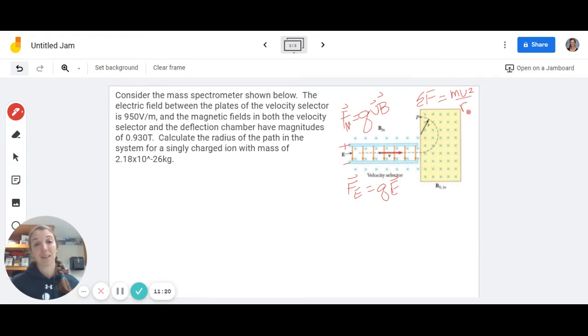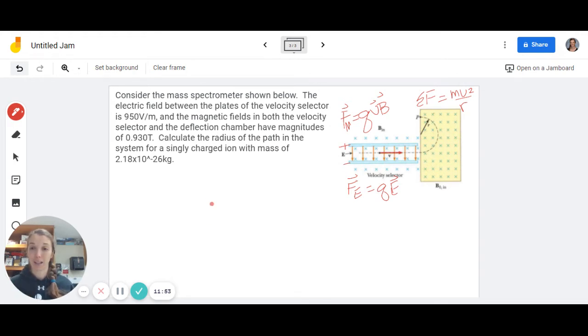So the radius of the particle is going to be dependent on the mass because all of them are traveling at the same speed. That was established in this part right here. And so the particles will be divided according to their mass. And so we can divide atoms of different isotopes with different numbers of neutrons using this method. It's really cool. Okay, so let's do the problem.